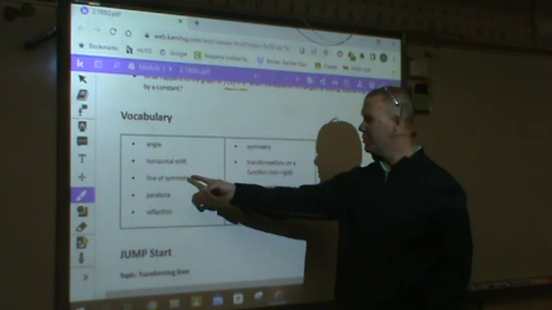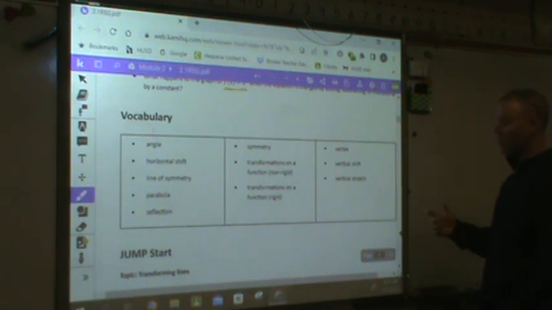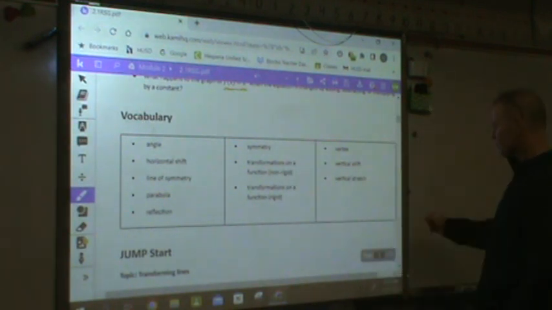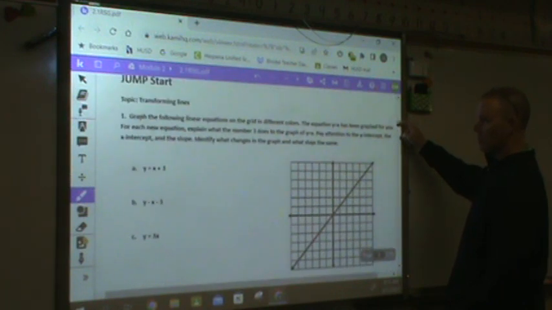Symmetry and line of symmetry, those are the same. Transformations, how do parabolas transform, rigid, non-rigid. We're going to talk about the vertex. We're going to talk about a vertical shift, which is up and down. And we're also going to talk about a vertical stretch, and I'll talk about what that is.